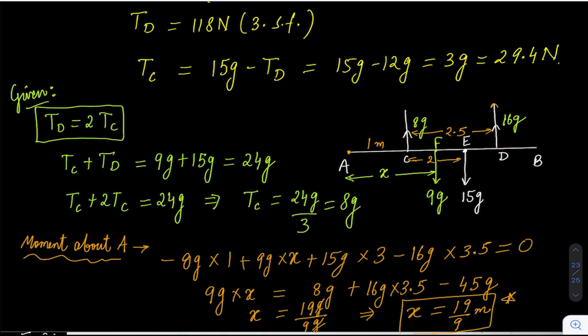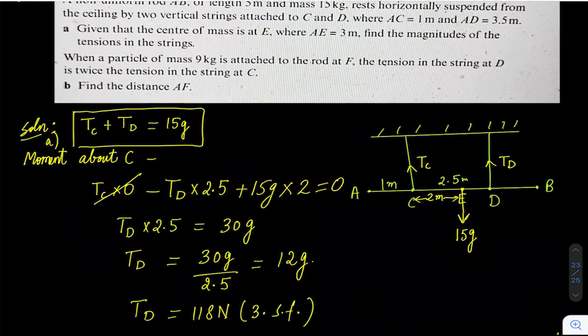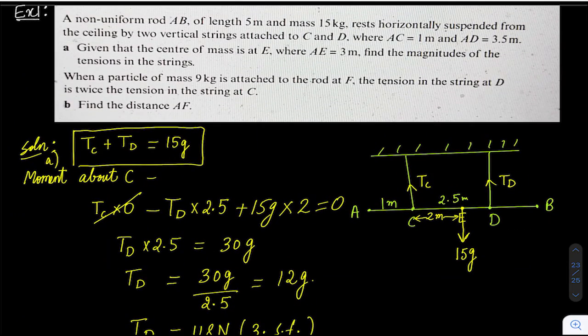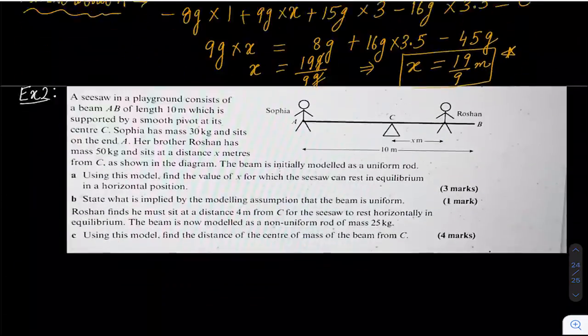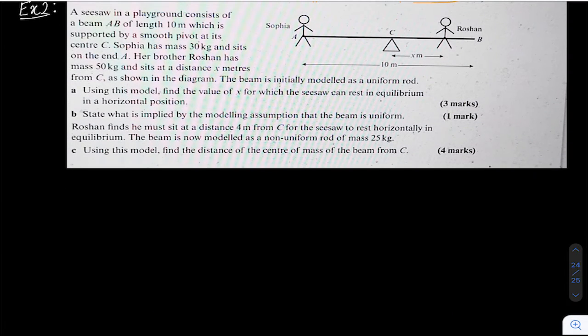Okay. So this is how we can find the unknown distance also. I hope it's clear. Okay, let's try one more question on this center of mass concept. So this is our next question. A seesaw in a playground consists of a beam of length 10 meter. Two persons are there, Sophia and Roshan. Sophia has mass 30 and Roshan has mass 50. This is x.